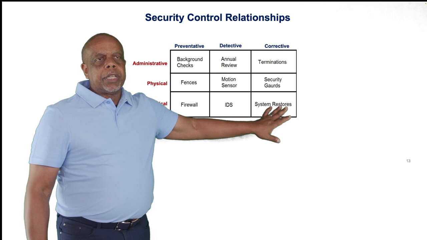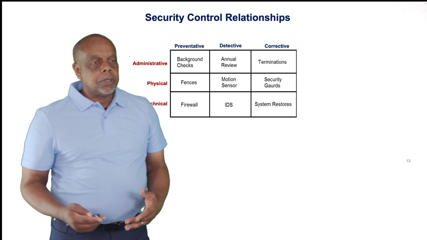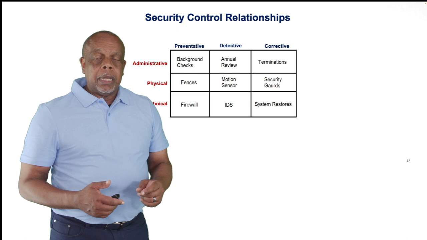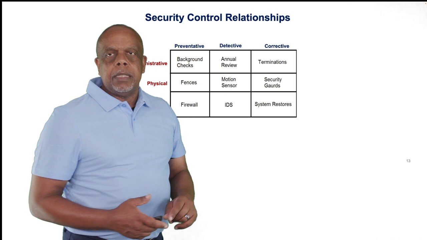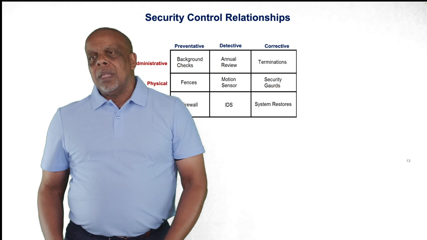Security guards can actually fall into multiple categories. A security guard could be a corrective control. Somebody broke into your building, they show up and apprehend them. It can also be a detective control, meaning that they're seeing it, they go and do their checks, right? And it also can be preventative, meaning that if I have a security guard posted, that could prevent people from saying, I was going to do something malicious, but I see the security guard. So you see a security guard can fall in multiple places.